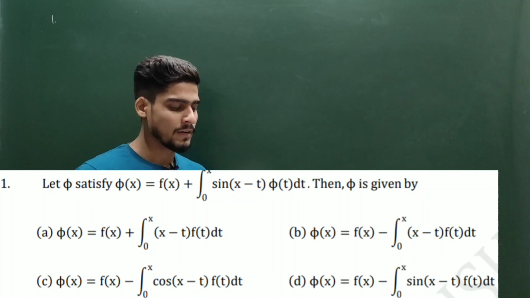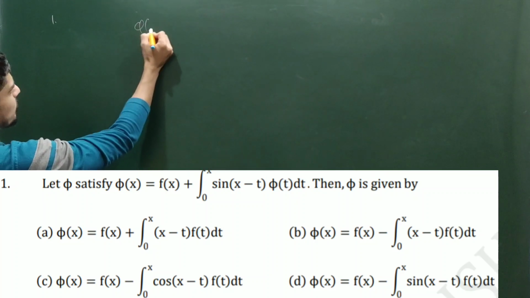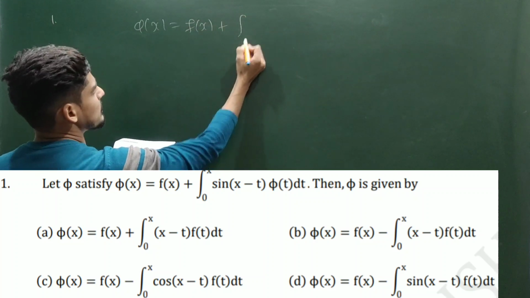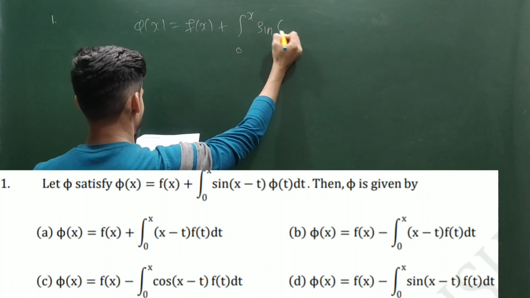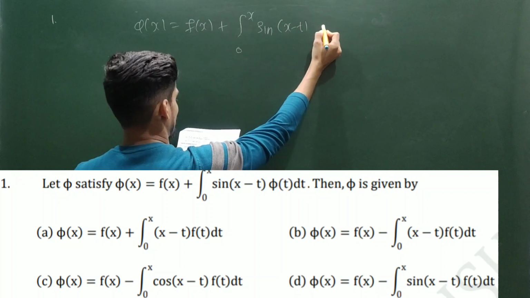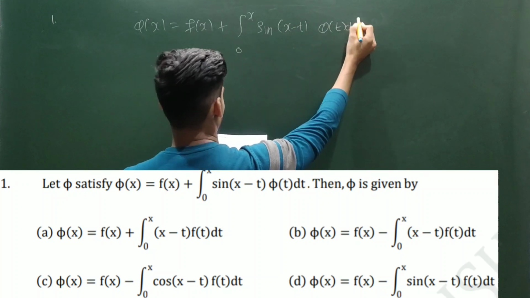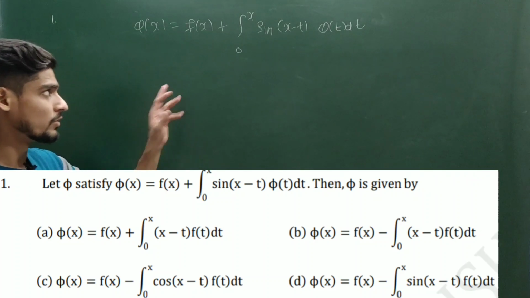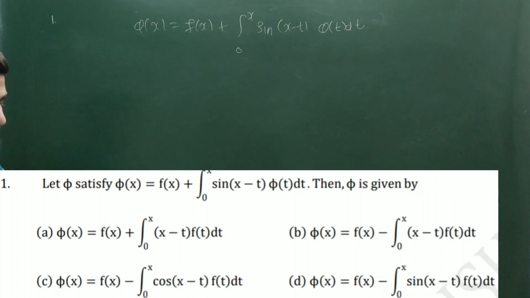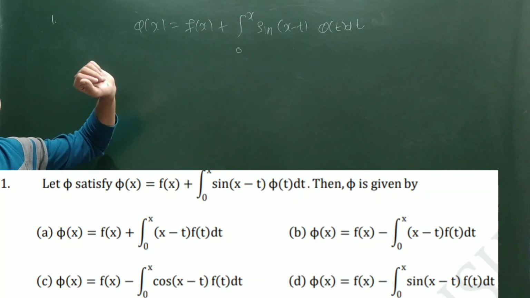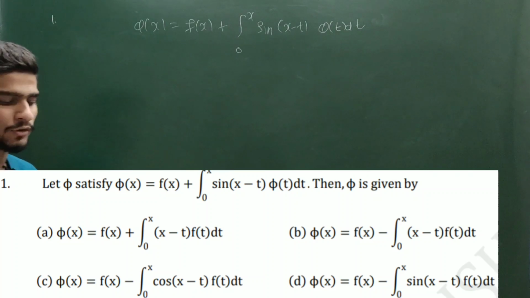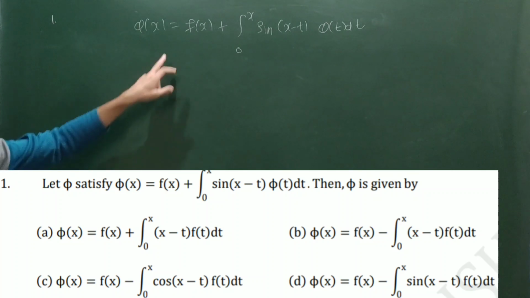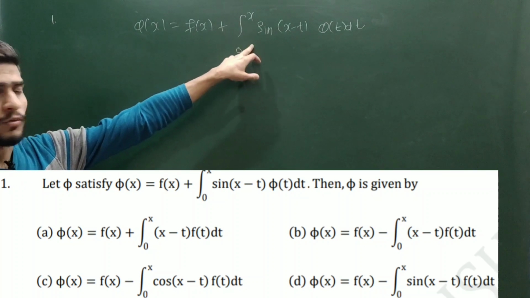Let phi satisfy phi x is equal to f x plus integral 0 to x sine of x minus t phi t dt, then phi is given by. They have given 4 options for this problem, and every option is very similar to this. So how can we proceed for the right answer? See, this is a Volterra integral equation.